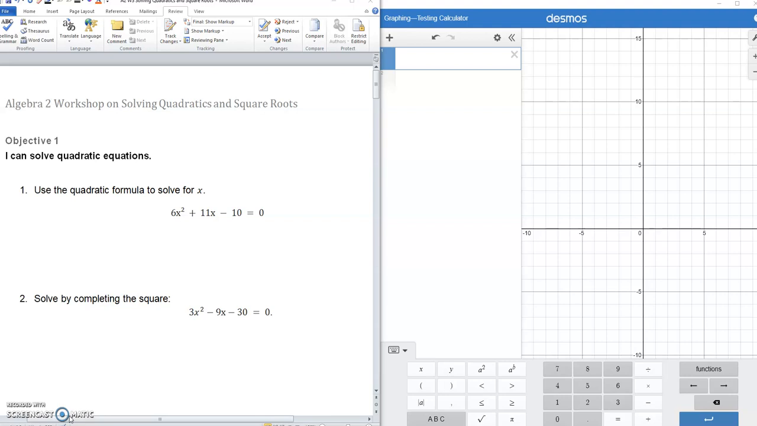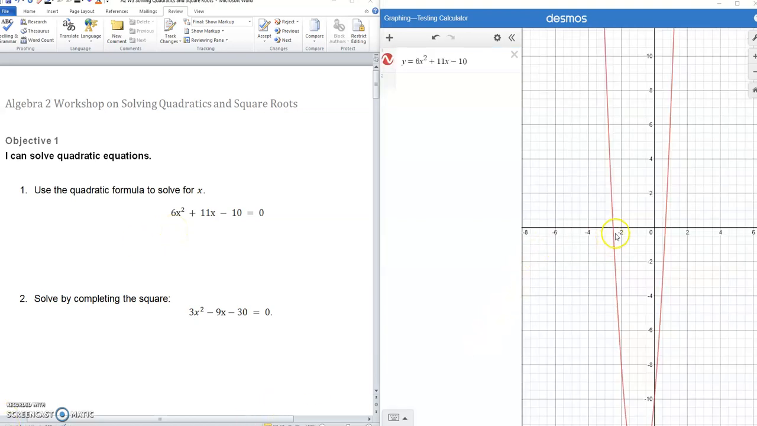Question number 1. Use the quadratic formula to solve for x. Now, notice that there are no answer choices, and so when this happens, you can use Desmos. After plugging it in on Desmos, we have this graph which shows that your x is negative 2.5 and another value of x is 0.666, which in fraction I believe is 2/3. So therefore guys, those are the roots, or those are the solutions that you can plug in whenever you're asked to plug it in.